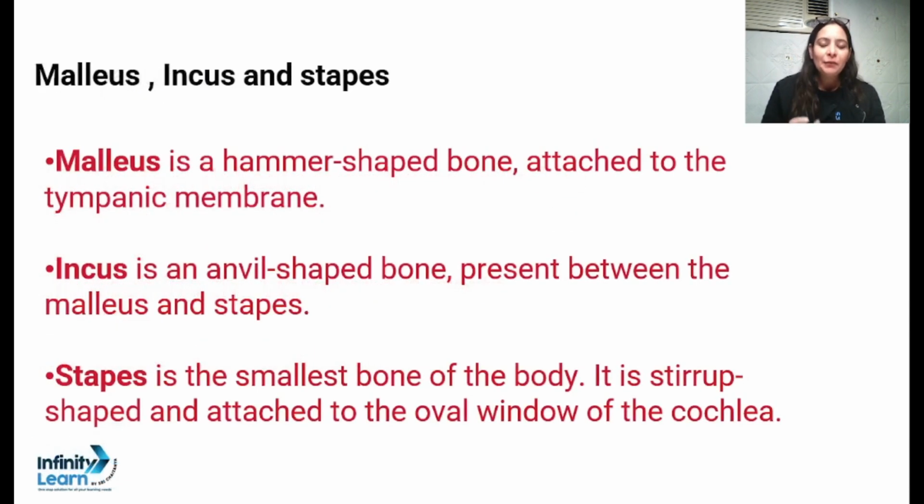Okay, so it vibrates. Then we have three bones: malleus, incus, and stapes. Malleus is a hammer-shaped bone, right? It is attached to the tympanic membrane.